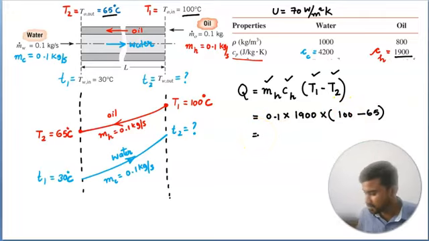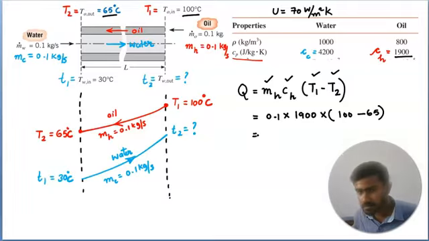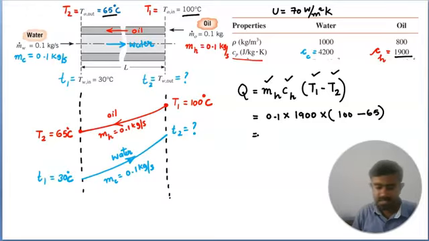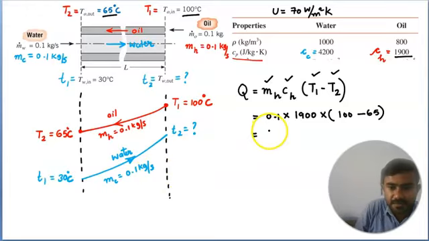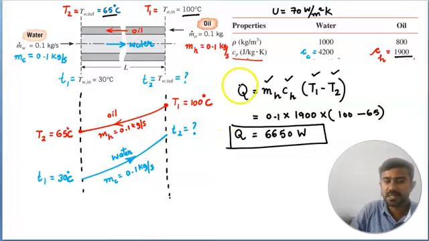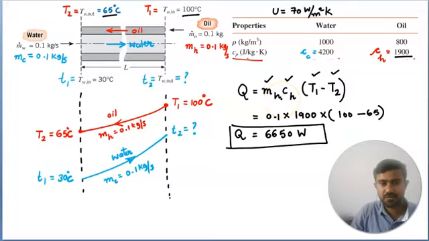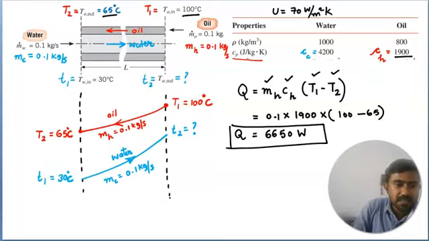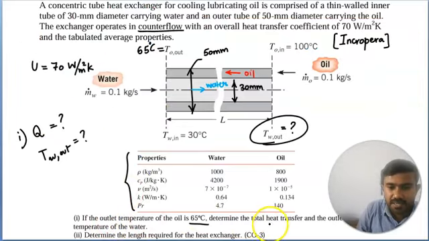and it turns out to be 6650 watts. So this is the first thing that you have to find. What is the heat transfer rate in the heat exchanger? That's obtained by finding the heat given out by the hot fluid, because we know all the properties of the hot fluid. The second thing, so you determine the total heat transfer and the outlet temperature of water.